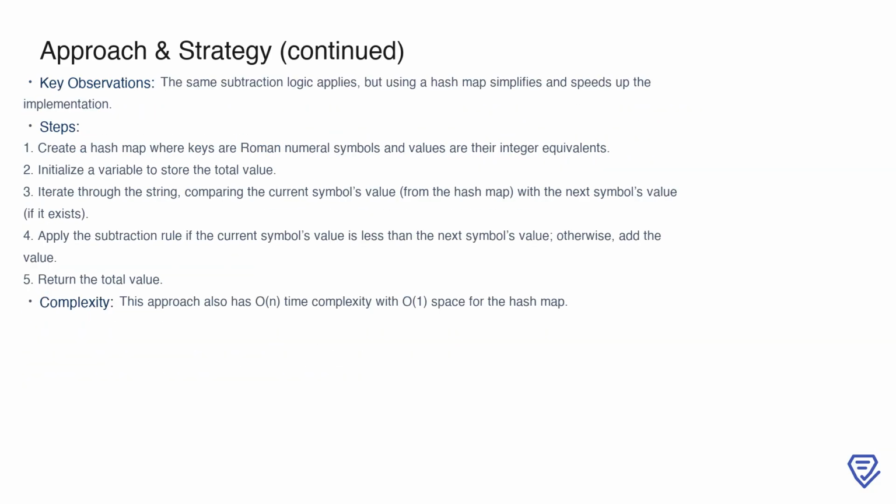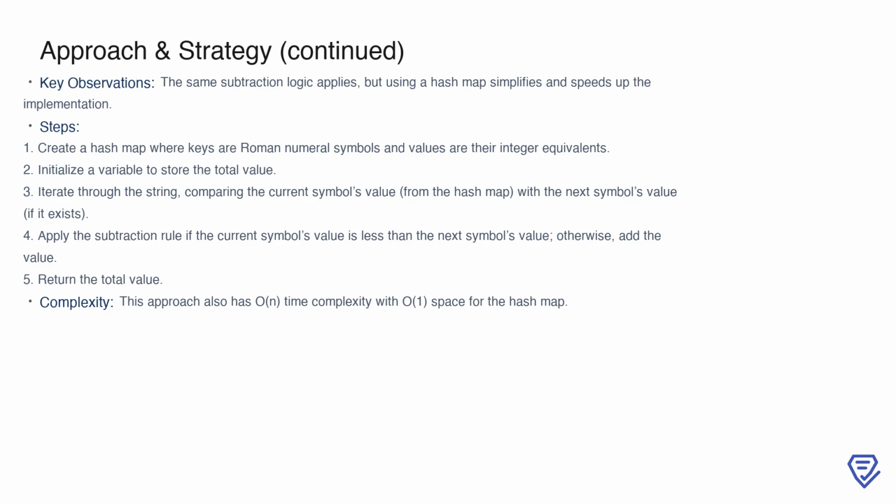To improve on the brute force approach, we can use an optimized method that incorporates a hash map. The hash map allows us to store Roman numeral symbols as keys and their corresponding integer values as key-value pairs, enabling constant-time lookups. This simplifies the implementation and reduces the need for repetitive conditional checks.